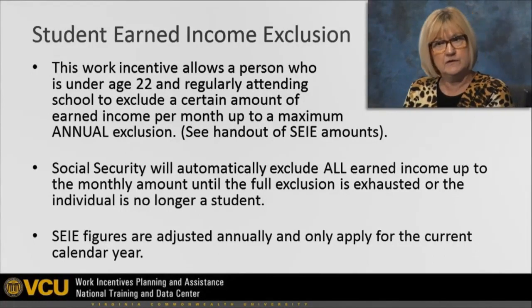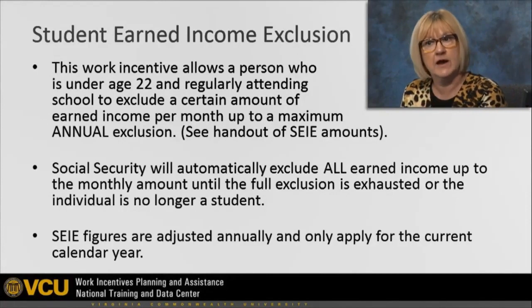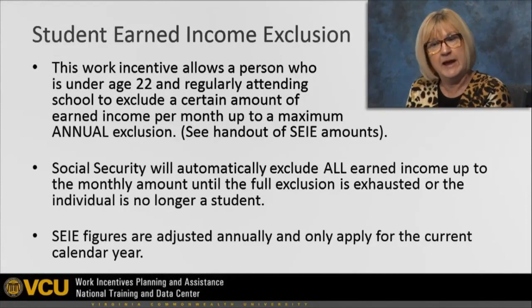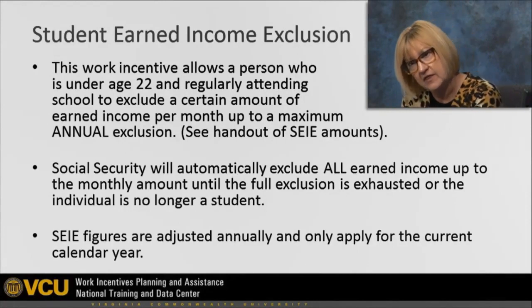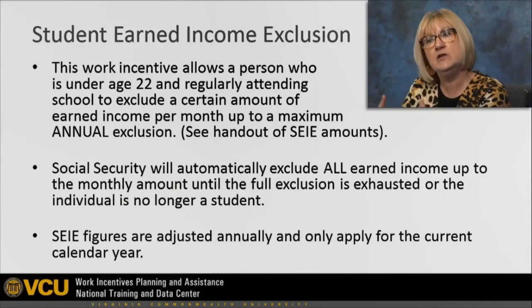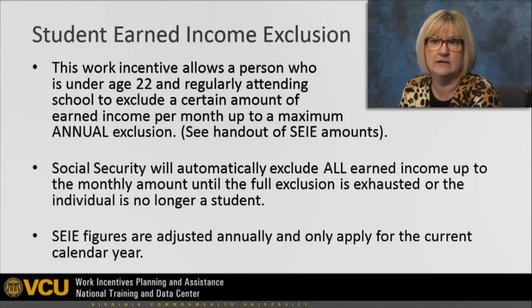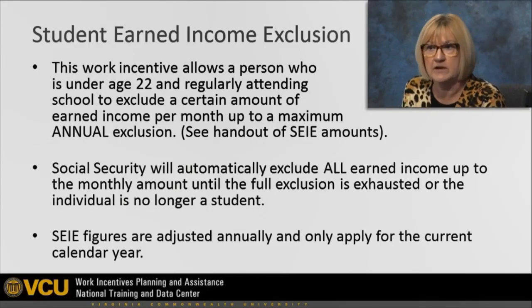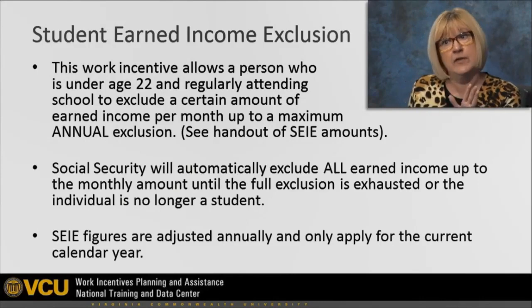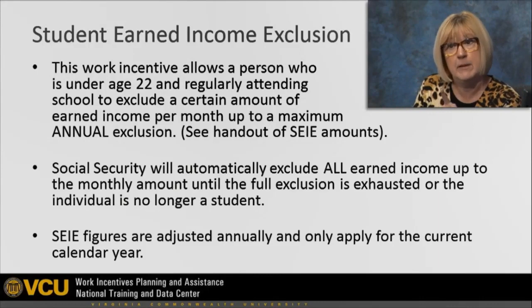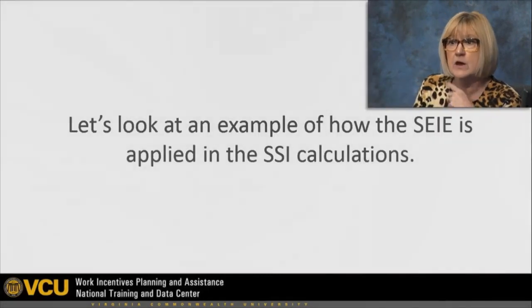It's sort of like you start the year with the bank and you start making withdrawals, okay? And so at the end of the year, your bank might be empty, and so you don't get a new student earned income exclusion until the next calendar year, and then you get a whole new bank to spend again, assuming you still meet the requirements. The SEIE figures are adjusted annually, and they only apply for the current calendar year. So remember, don't forget to print those out.